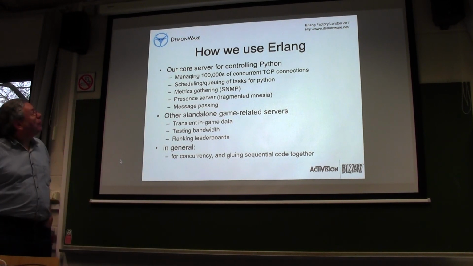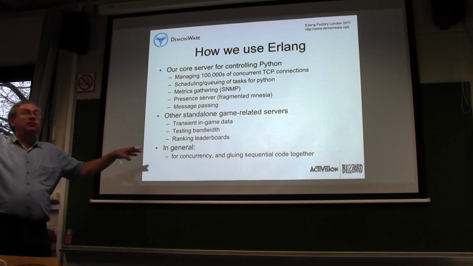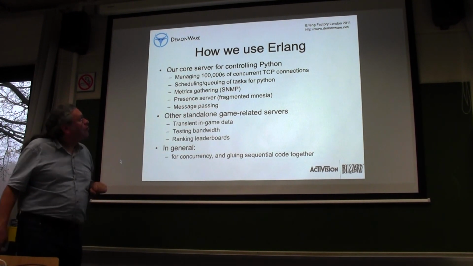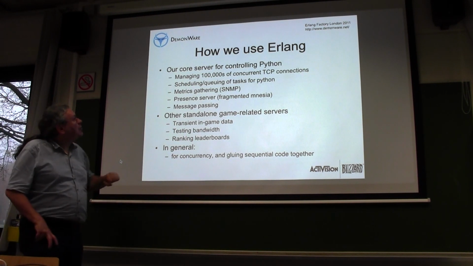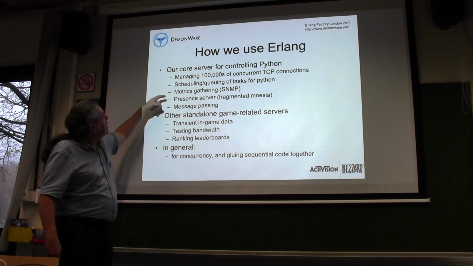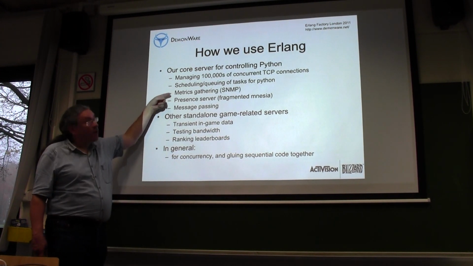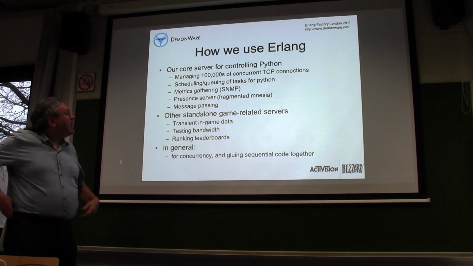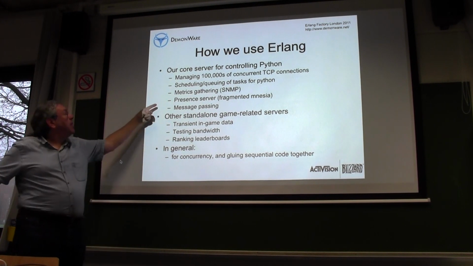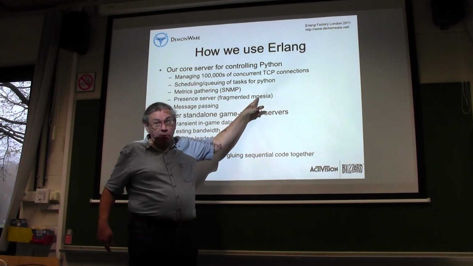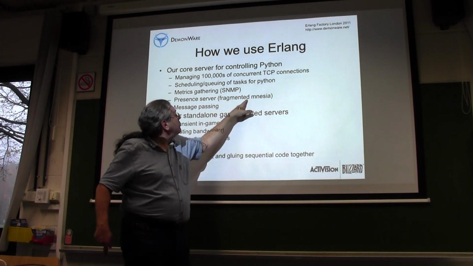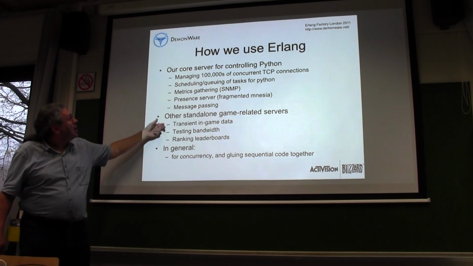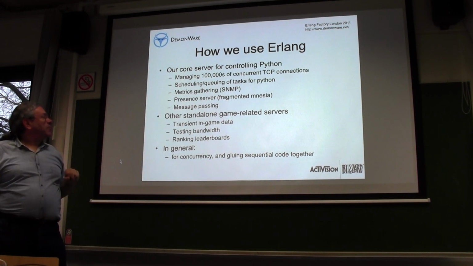Erlang is their core server, so it controls Python. So there's lots of Python scripts. It manages hundreds of thousands of concurrent TCP connections. It schedules tasks for the Python code. It gathers metrics, so statistics on maybe there's bottlenecks, so the system has to measure itself. It has a presence server, so this is a kind of database. This is using Mnesia. Remember that I mentioned this in Erlang, a fragmented version of Mnesia, which means it has some different servers. And everything is done using message passing. Okay.